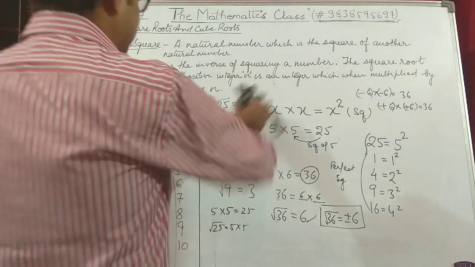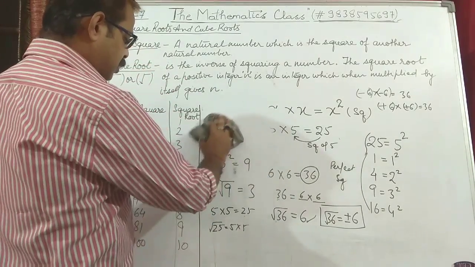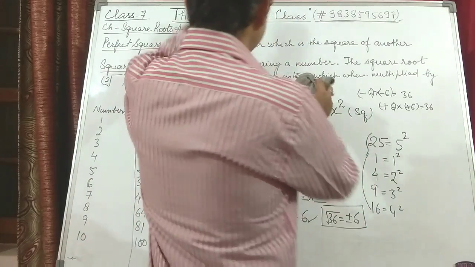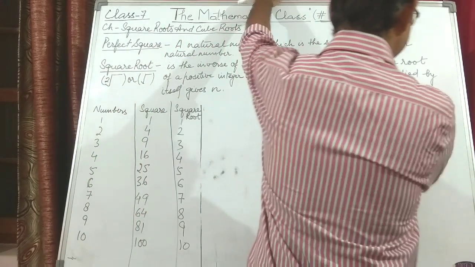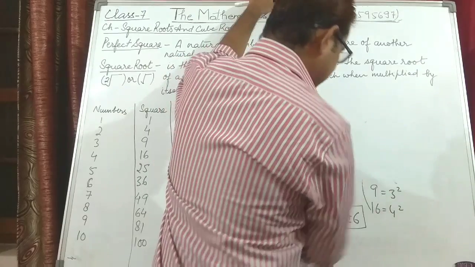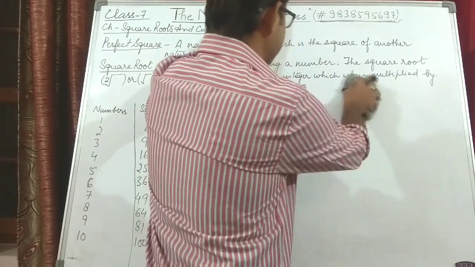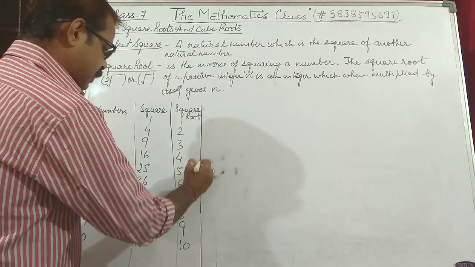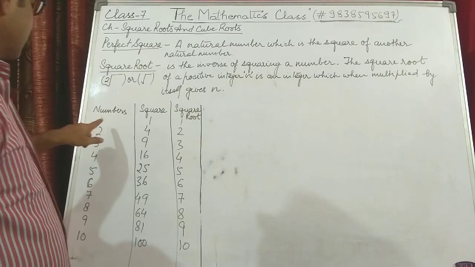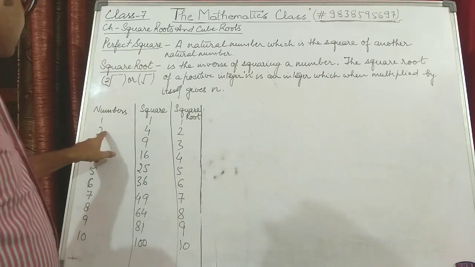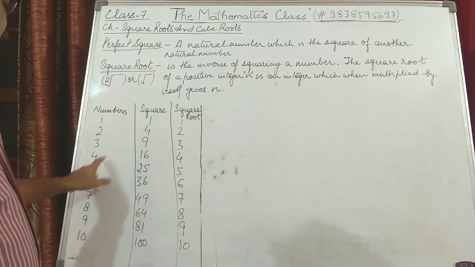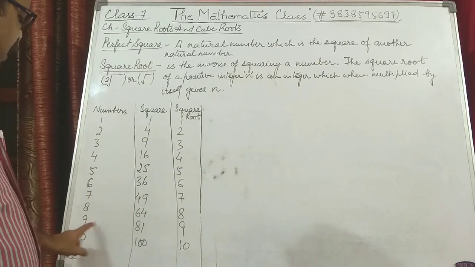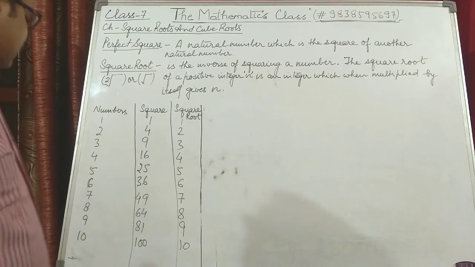Now I have made a table in which the natural numbers 1 to 10, their squares, their perfect squares, as well as the square roots are given. Let's talk about 1. 1 into 1 is 1, 2 into 2 is 4, 3 into 3 is 9, 4 into 4 is 16, 25, 36, 7 into 7 is 49, 8 into 8 is 64, 9 into 9 is 81, 10 into 10 is 100.